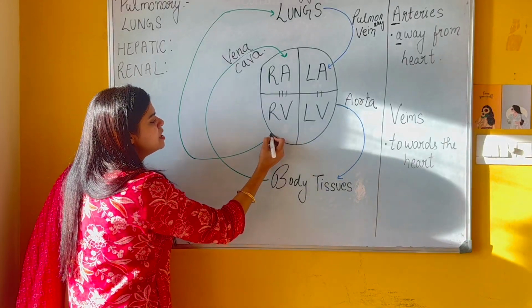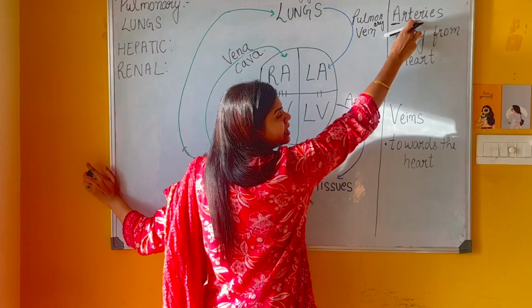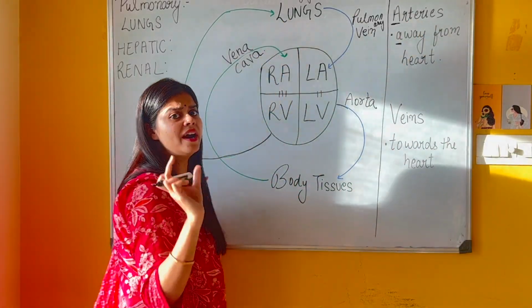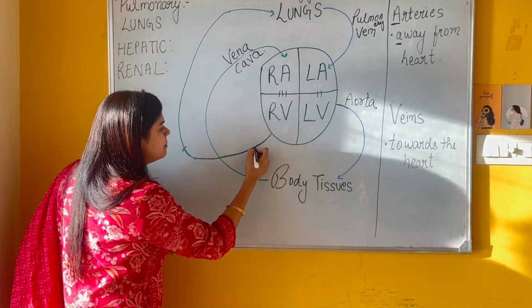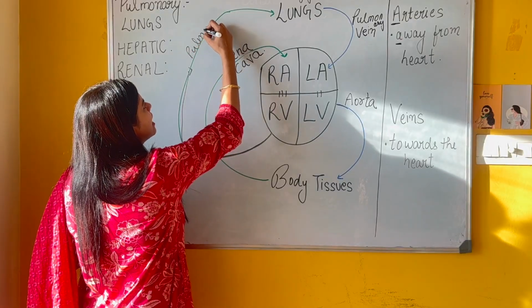Now this blood vessel is going away from the heart. Away from the heart, it will be an artery. It is going to lungs. Which word is associated with lungs? Pulmonary. So this will become the pulmonary artery.